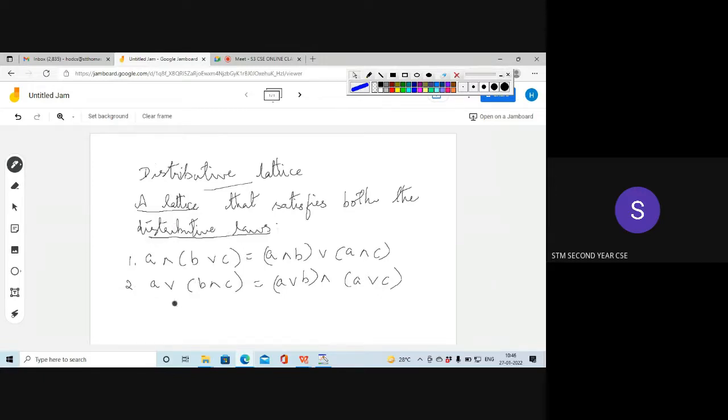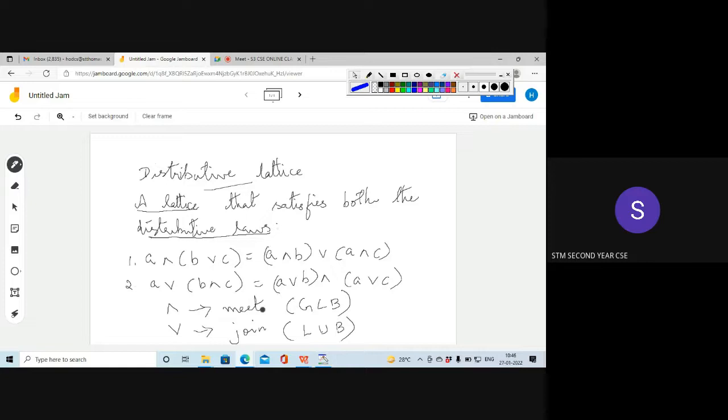Now in a lattice, we studied what these symbols mean. What do you call these symbols in a lattice? We call them meet and join, isn't it? The and symbol is called meet and the or symbol is called join. The meet is the greatest lower bound, GLB, and join is the least upper bound.